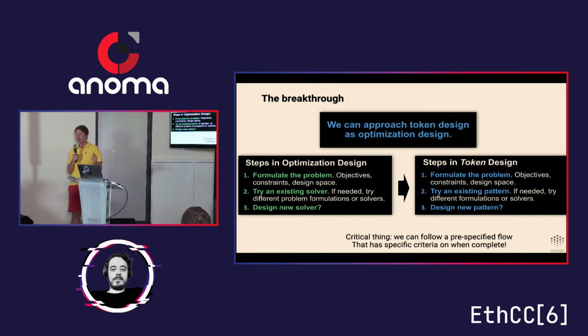So if you need to, do design something new, but understand that you're adding a lot of risk and probably a lot of time, especially because it takes time to verify, okay? So all of this idea maps to token design. Formulate the problem, objectives, constraints, design space. Try an existing pattern, right? Maybe you can get away with an ERC20 factory, for example. Maybe you can get away with a token-created registry. And try different formulations or solvers. So this is a key thing. Sometimes you can just tweak the problem a bit, and you've got it solved.